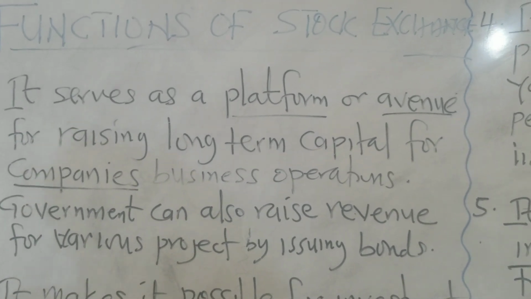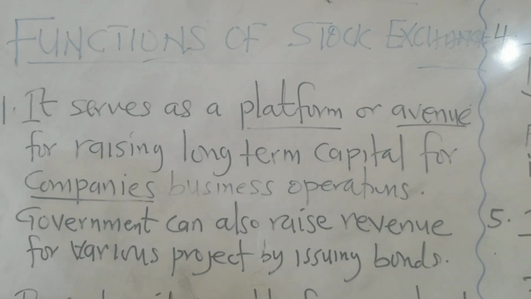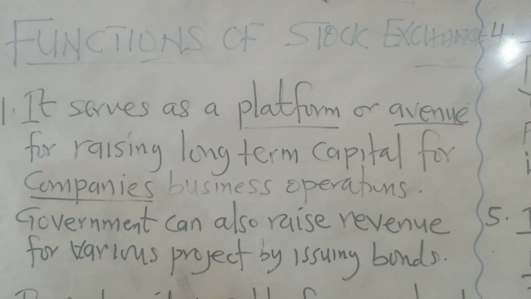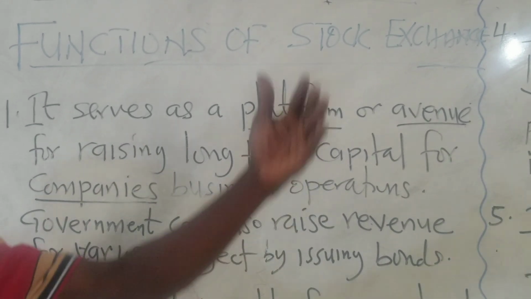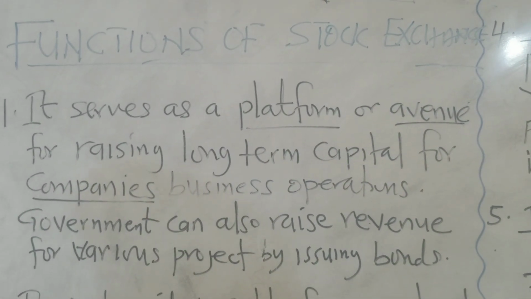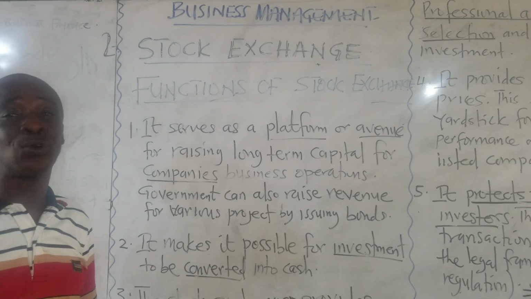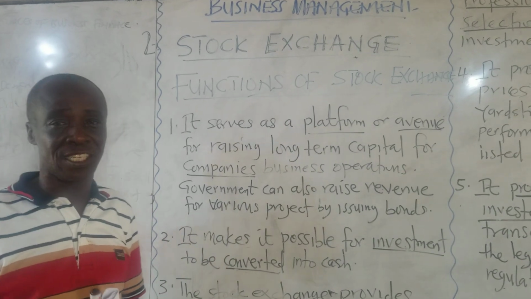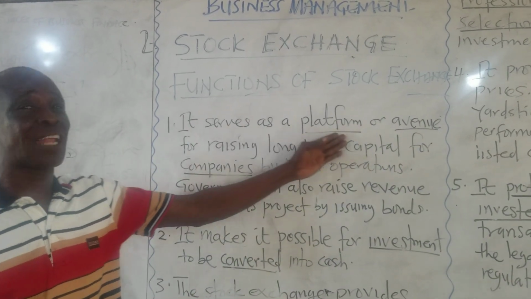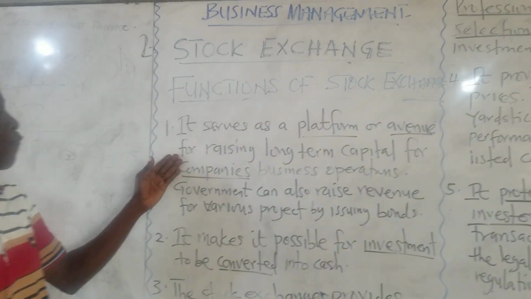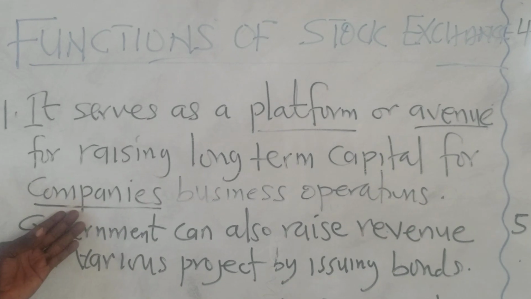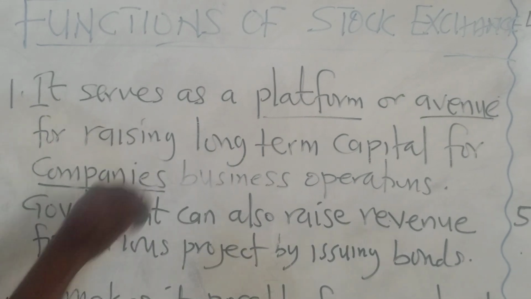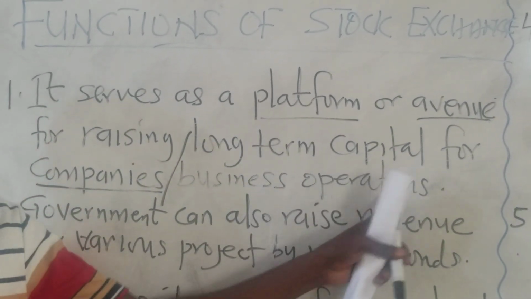They can sell debentures, so people will buy the debentures. The public is giving the company a loan. Remember, we have learned that debentures are long-term loans that companies go for when they need additional capital. And that can be done through the stock exchange. Remember, the stock exchange is a place where you can buy and sell securities. So it serves as a platform or avenue or means for raising long-term capital for companies or business operations. So that's number one.